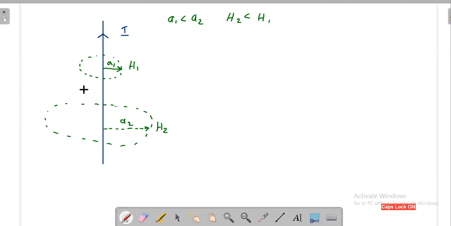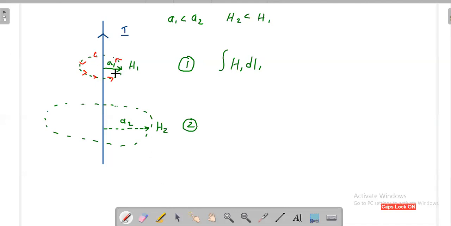Now I take two cases. This is the first case, and this is the second case. Now I compute the integral H1 dl1. What is my dl? Dl means I have to go on the imaginary circle. This is my imaginary circle. When I am going on the imaginary circle, what is my magnetic field? You know the magnetic field also will be circular in nature. You are going on the imaginary circle, and the magnetic field is also in this direction.